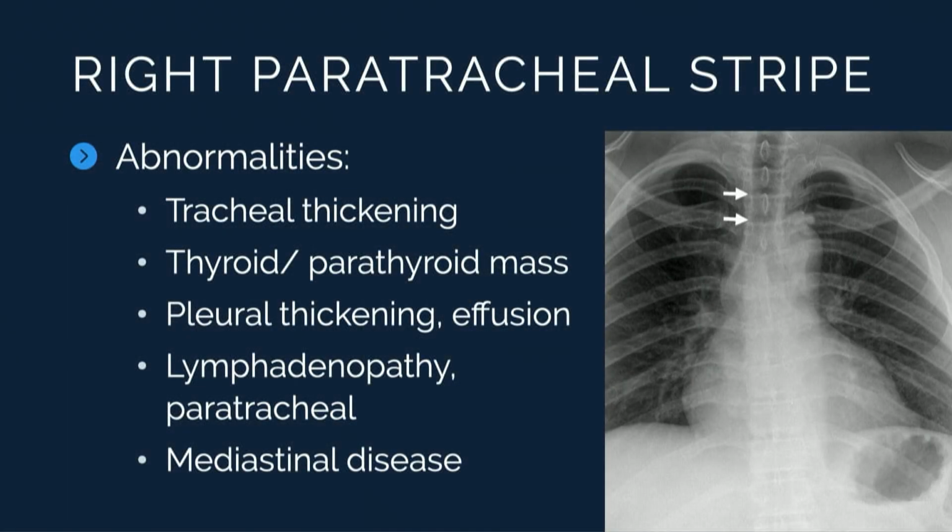Well, what are some pathologies that we can see in this area? Again, you can have direct primary thickening of the tracheal wall, and that could be due to neoplastic involvement. You can have thyroid that tracks along the wall, or even parathyroid, which will result in thickening. The pleural space is formed by the interface with the pleura, so you could have pathology involving the pleura that will result in thickening. Lymph nodes, particularly paratracheal lymph nodes, can result in pathology, as can other mediastinal disease processes.